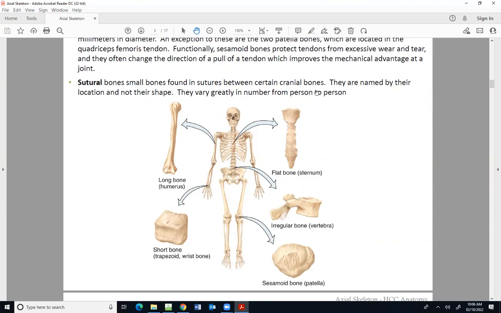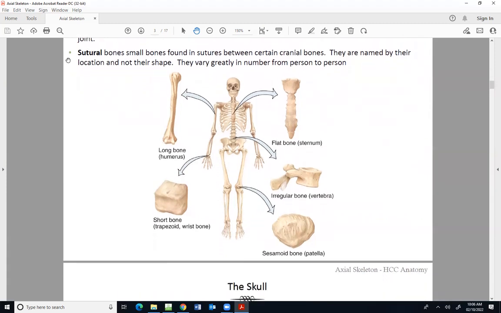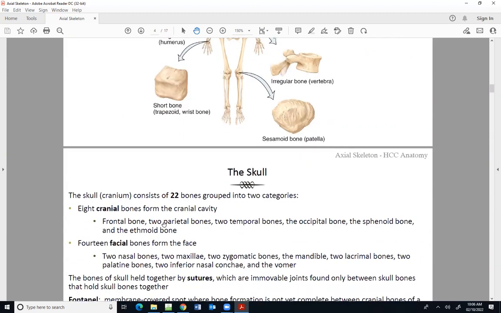Yeah. Anyway, the function of sesamoid bones is to protect tendons from excess wear and tear. They often change the direction of the pull of a tendon, improving the mechanical advantage at a joint. We'll see just a few of those in the thumb area, but we really don't talk too much about those. And then sutural bones are small bones found in sutures between certain cranial bones, named by their location, so not their shape. They also vary greatly in number from person to person. We're going to talk about sutures, but we really won't talk about sutural bones. As far as the image goes, it's just showing you the shapes, not something I'm worried about you knowing.